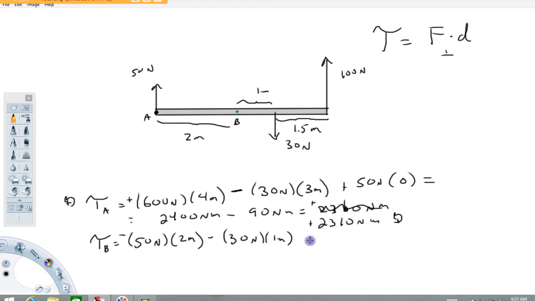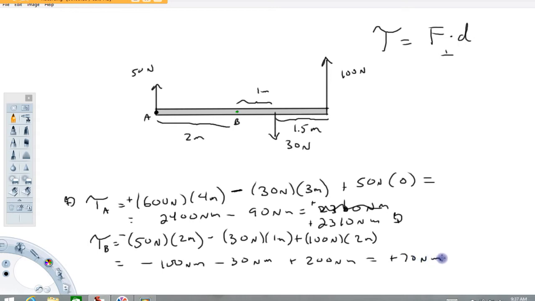Third force, 100 newtons. Perpendicular distance to B is 2 meters. And this is producing clockwise torque. I'm sorry, counterclockwise torque. This force is making this beam or this object want to rotate counterclockwise about B. Therefore, the torque term is positive. So here's an expression for the net torque about B. This is going to be minus 100 Newton meter minus 30 Newton meter plus 200 Newton meter. If we add these up, this looks like it comes out to be positive 70 Newton meter.